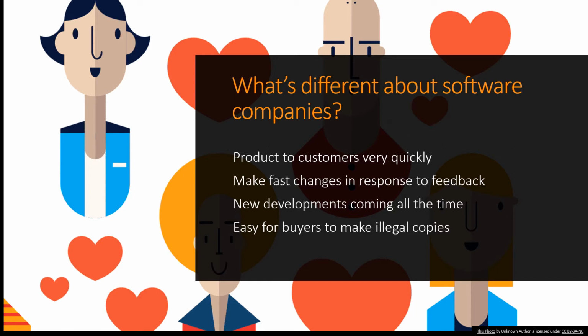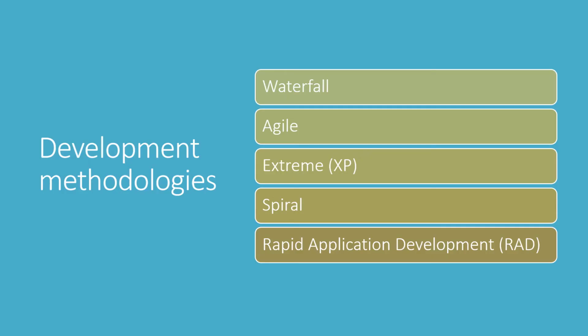And compared to other products like, as I say, car components or pizzas, it's very easy for buyers to make illegal copies instead of paying for the product. Comparatively easy. All of these features of software influence the way that the product is developed.